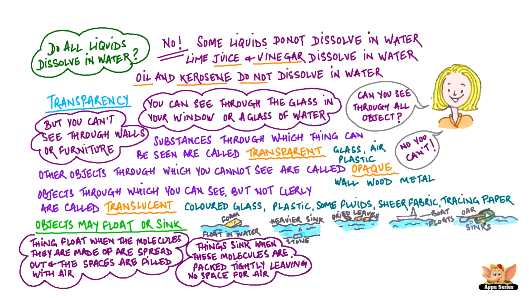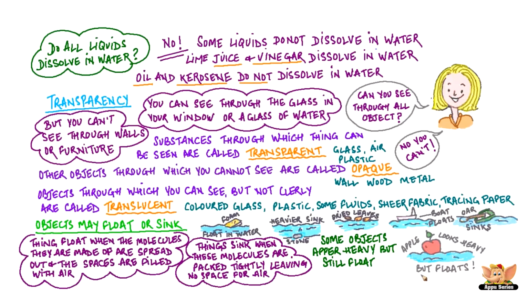Can you think of some more objects that appear heavy but still float in water? Now, an apple looks and even feels heavy, but if you put it in water, it floats. So, we have learned how different objects are grouped according to their functions, the origin or source of materials that they are made from, and according to the properties of these materials.